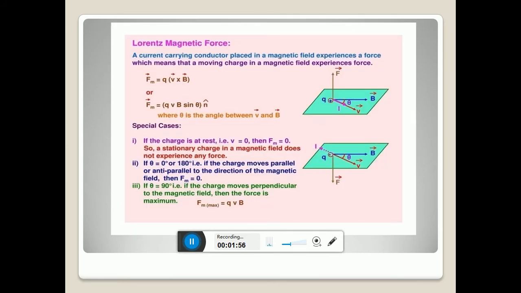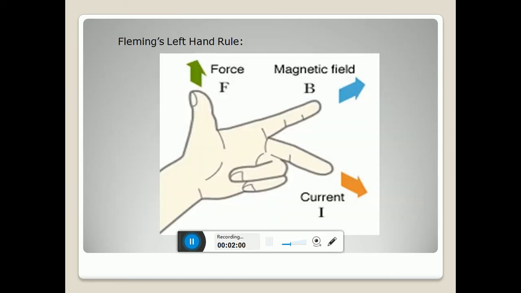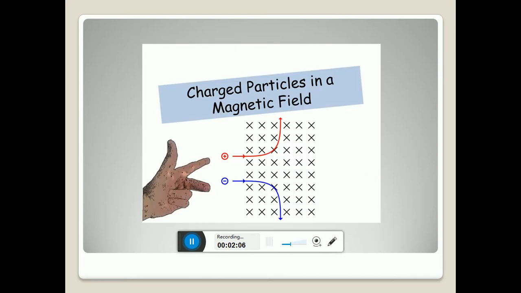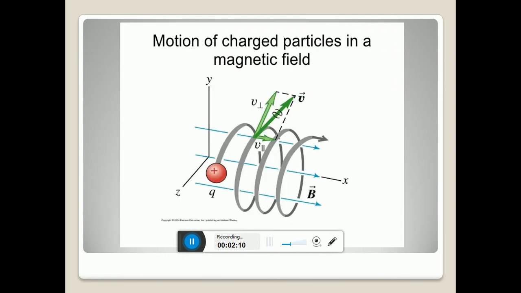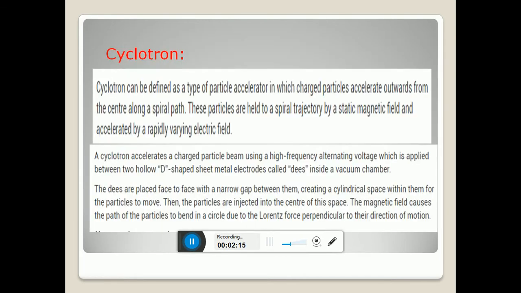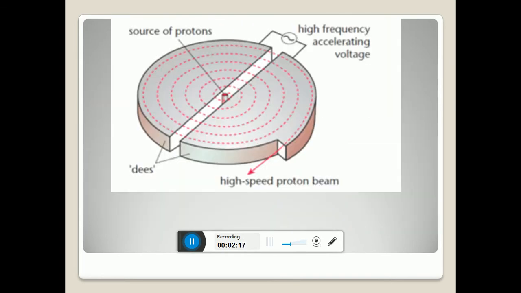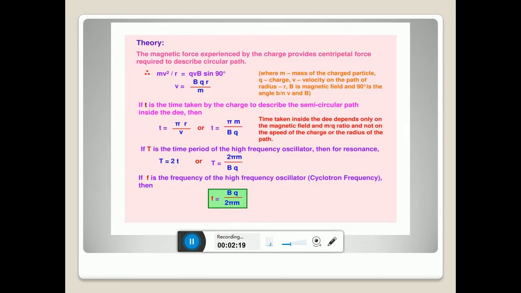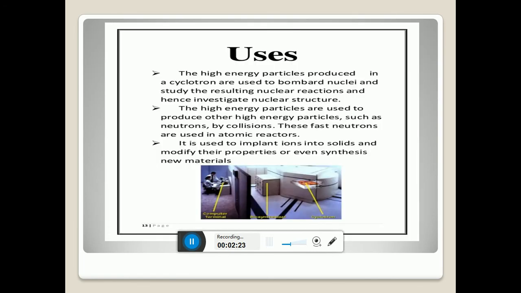Force experienced by a charged particle placed in the magnetic field, direction of force acting on the charged particle by using Fleming's left hand rule, behavior of charged particle in magnetic field, and the cyclotron, its construction, working and theory behind the working of cyclotron, and finally uses of cyclotron.